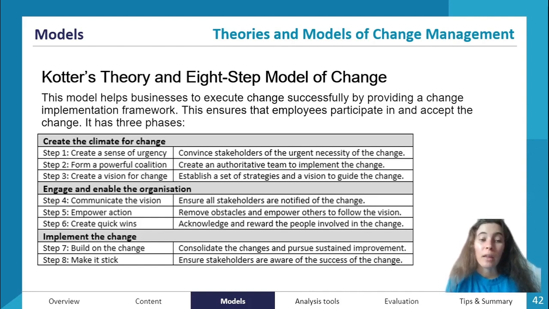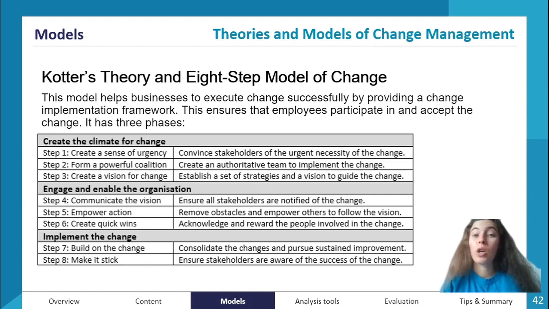Then it's about forming that powerful coalition. So a coalition here just means a team of people who are behind the change, who have authority in the organization and are going to help make that change happen. Then we've got that idea of a vision for change that we just discussed, establishing that set of strategies and that vision of where the business will be as a result of the change. And once you've got that climate for change, those base things in place, you then look at engaging and enabling the organization.